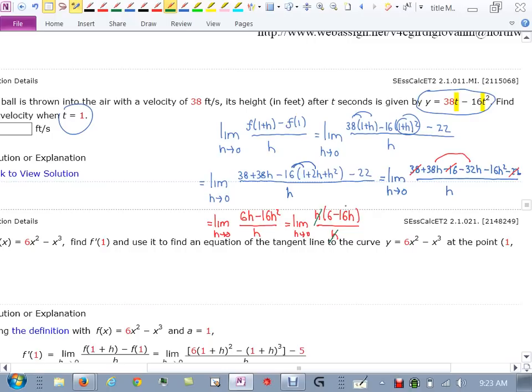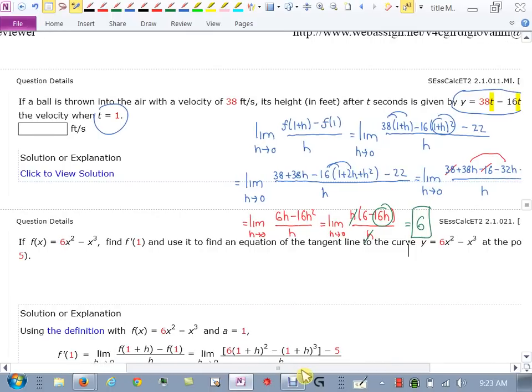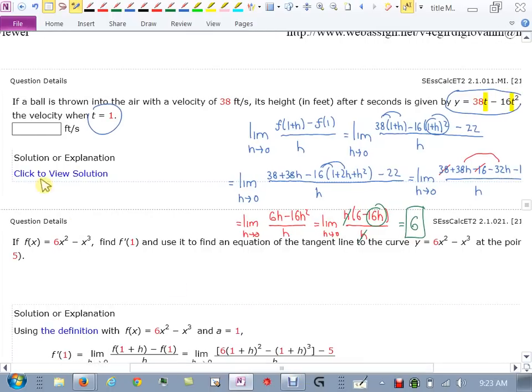Now let h go to 0. This is going to vanish, and I'm just left with 6. So that will represent the velocity of the ball at exactly 1 second. So 6 feet per second.